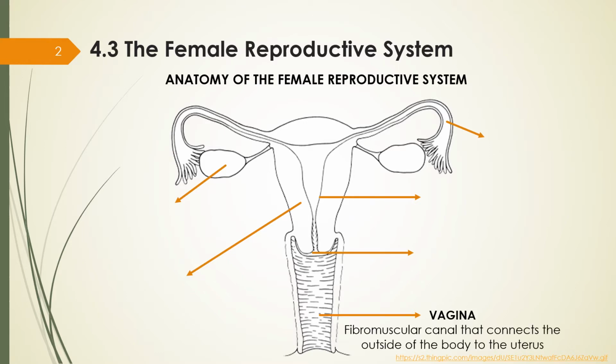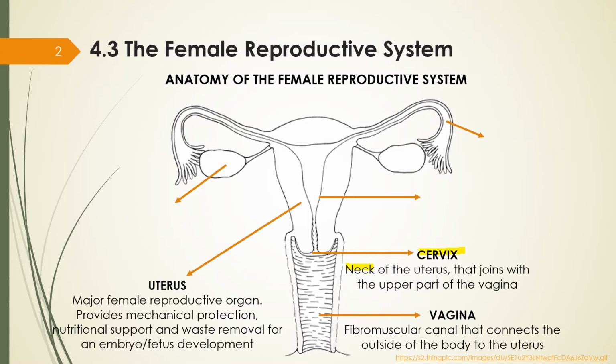Here I have the vagina. The vagina is the fibromuscular canal that connects the outside of the body to the uterus. Here is the cervix. The cervix is the neck of the uterus that joins with the upper part of the vagina. Here is the uterus.